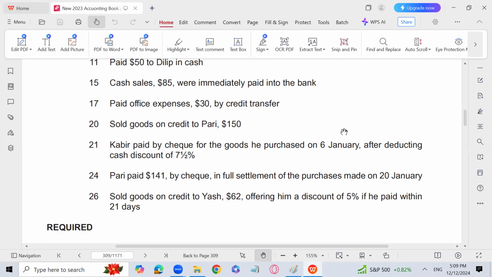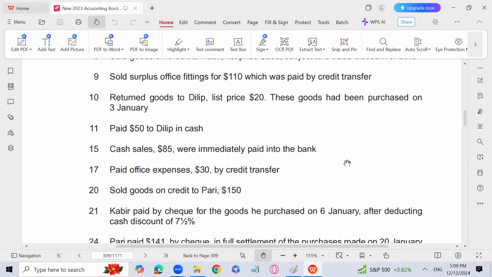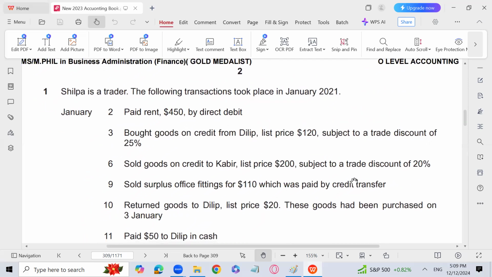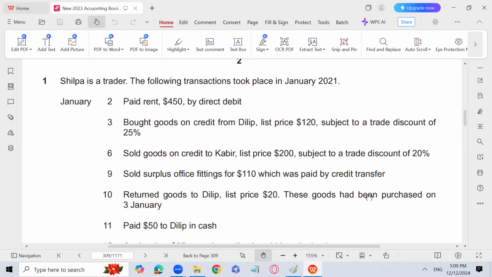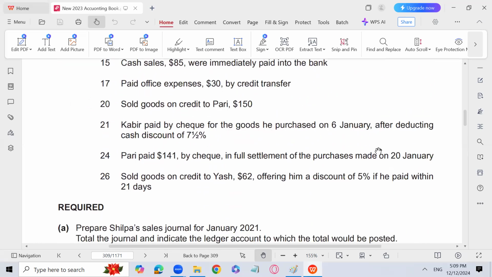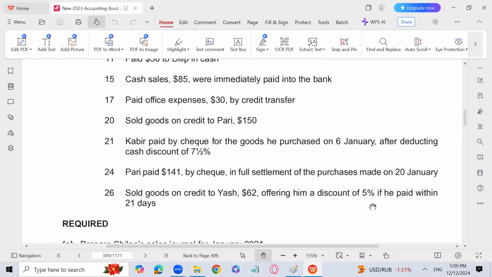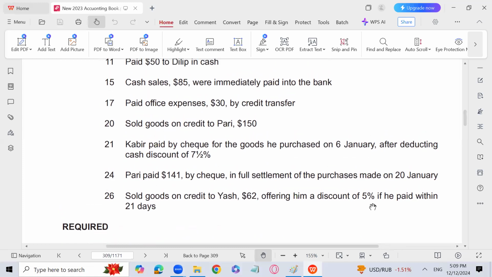7.5% means 7.5%. So we are making the payment. Who are we? Let's see. We are Shilpa, a trader. We have sold goods to Kabir, being Shilpa. Now Kabir is making the payment to us. Kabir paid by check to us. We are Shilpa, so bank is going to be debited. Discount allowed is going to be debited. And Kabir is going to be credited.